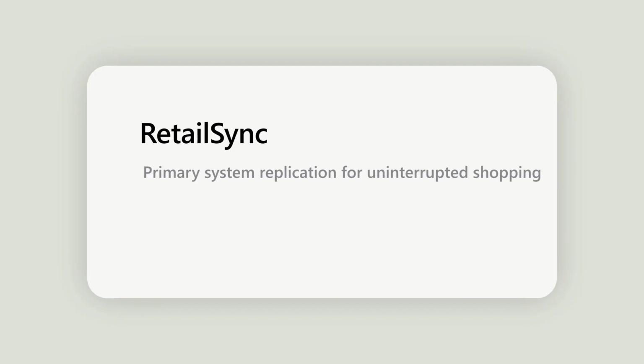In the case of Retail Sync, ASR could be configured to replicate the primary system to a secondary region. If the primary system experiences downtime, ASR automatically fails over to the secondary region, ensuring that customers can continue making purchases without interruption. The seamless integration of backup and disaster recovery in Azure provides a safety net for businesses relying on high availability.